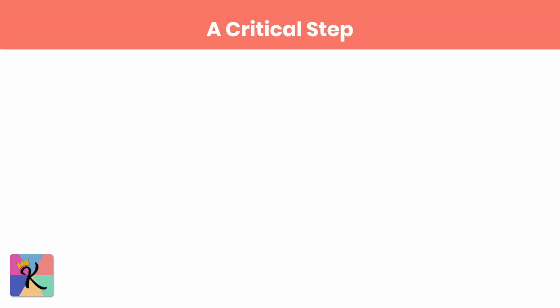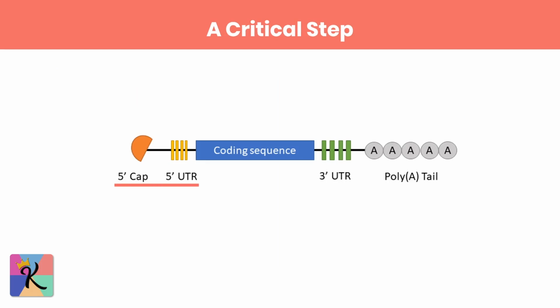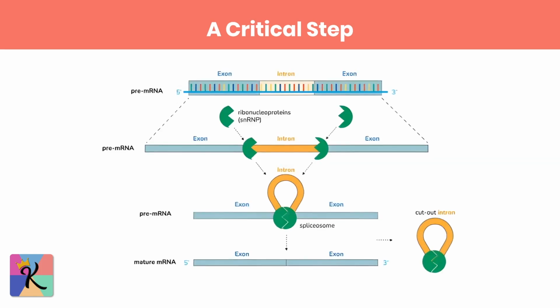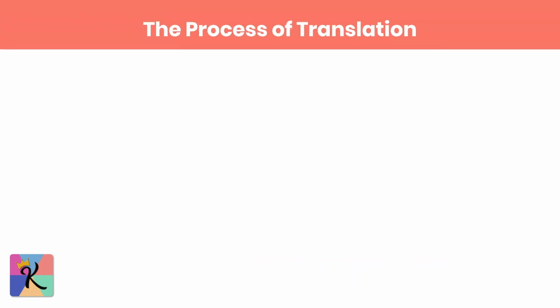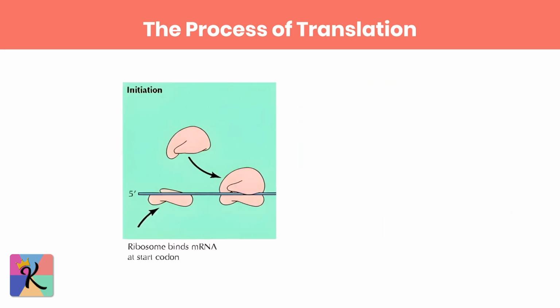Eukaryotic RNA requires significant processing before it can leave the nucleus. First, a 5' cap is added to protect the RNA from degradation and facilitate translation. Next, a poly A tail is added to the 3' end, further stabilizing the molecule. Finally, splicing removes non-coding introns, leaving only the coding exons. This step is mediated by the spliceosome, a complex of small nuclear RNAs and proteins. Once mature mRNA reaches the cytoplasm, translation begins.